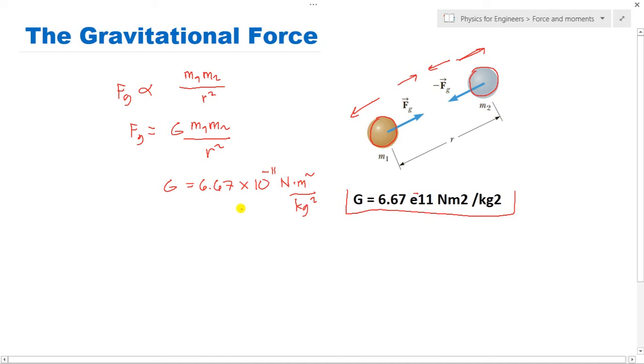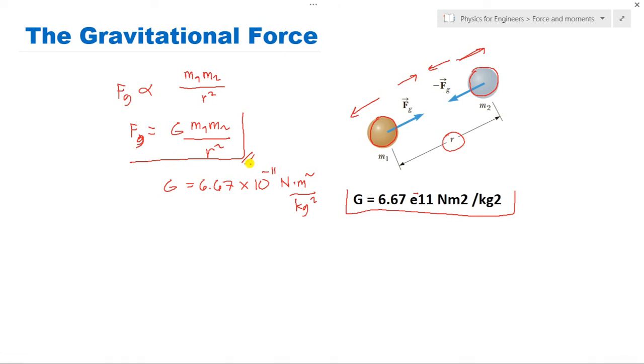If you have a problem where you are given two bodies with mass 1 and mass 2 separated by the radius r, the gravitational force is equal to this. So just remember this formula, class. Do you understand? Are you still following?